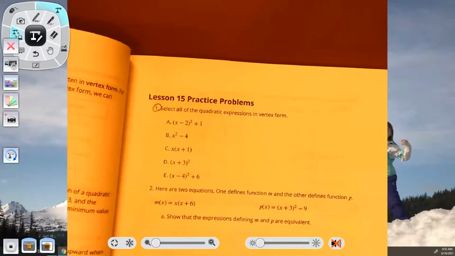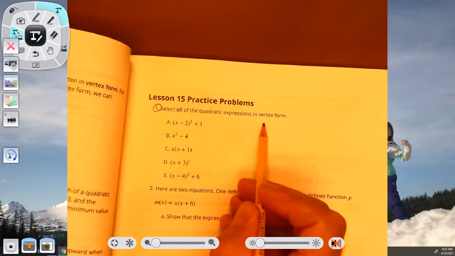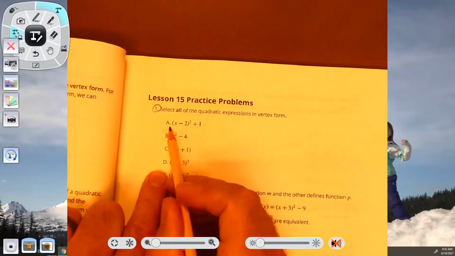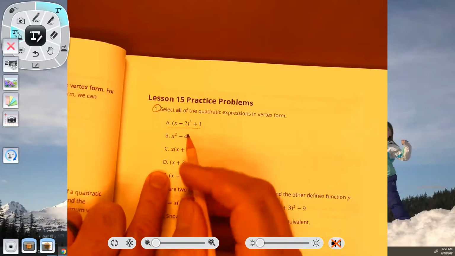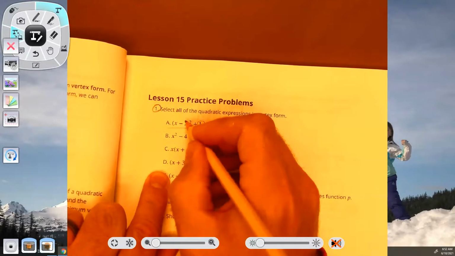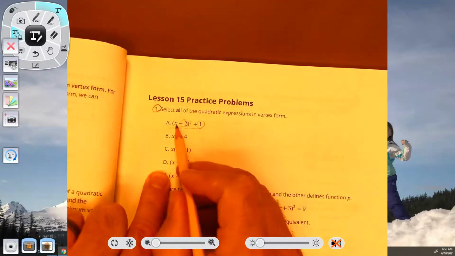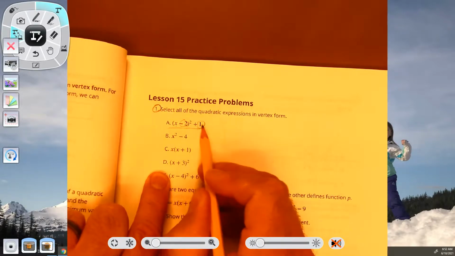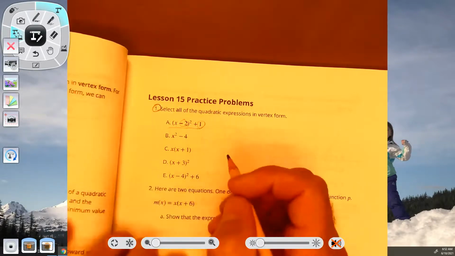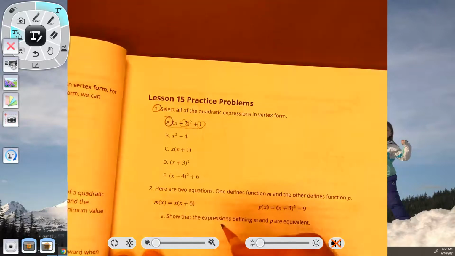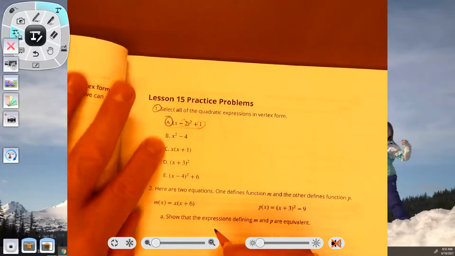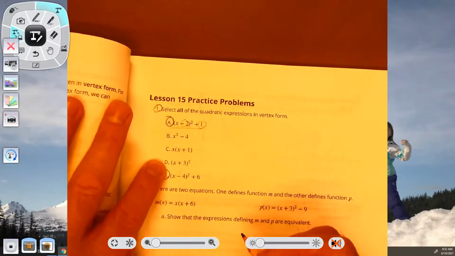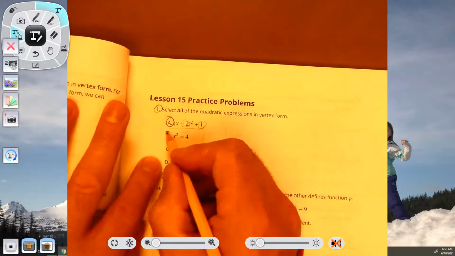Okay, it's asking us to select all the quadratic expressions in vertex form. Now remember, this is probably the easiest one to identify right off the bat. This is in vertex form. The coordinates of your vertex are right here and right here. It has parentheses, there's an x, there's another term inside there, and that's squared, and then this constant term out here, that's another part of your vertex. So this one right here is definitely in vertex form. The other ones that look similar to this are this one down here at the bottom, and it looks like this one right here is also in vertex form.